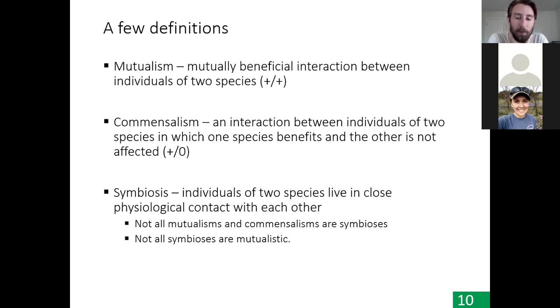I'll say that not all mutualisms and commensalisms are symbioses. It's also really common for these kinds of interactions to be more facultative, and the members can kind of go their separate ways. And not all symbioses are mutualistic. There are certainly organisms that live in other organisms as a symbiosis that are not helpful, like pathogens, for example. You could call that a symbiosis as well. Pathogens have to live inside of their hosts many times. But yeah, sometimes you get this symbiosis with mutualisms and commensalisms as well.